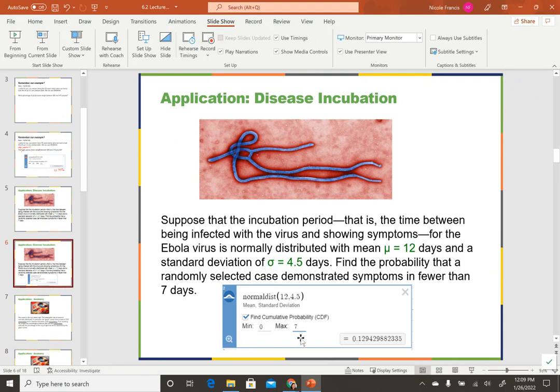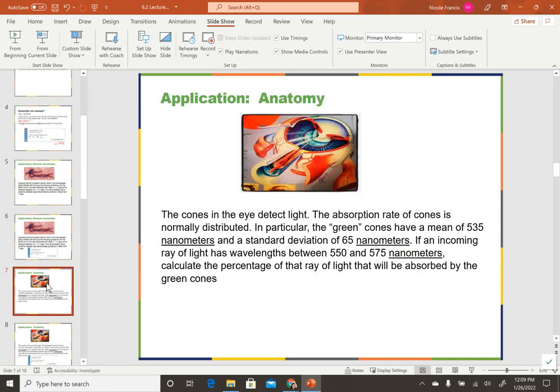I plugged it in from 0 to 7. What is the probability? The probability is approximately 0.1294. So pretty straightforward, pretty easy to use. Let's try another example.